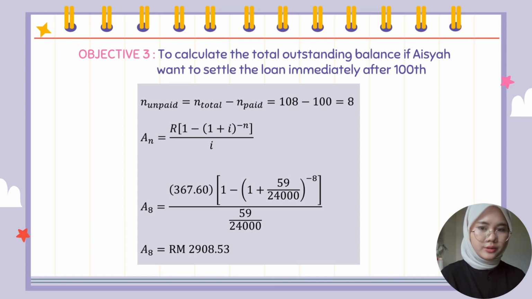So we substitute the values. A sub N equals 367 ringgit 60 cents multiplied with [1 minus (1 plus 59 over 24,000) to the power of negative 8] divided by 59 over 24,000. After completing everything, the outstanding balance is RM2,908 and 53 cents.